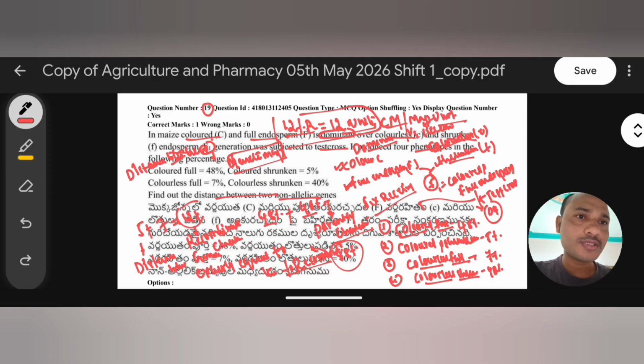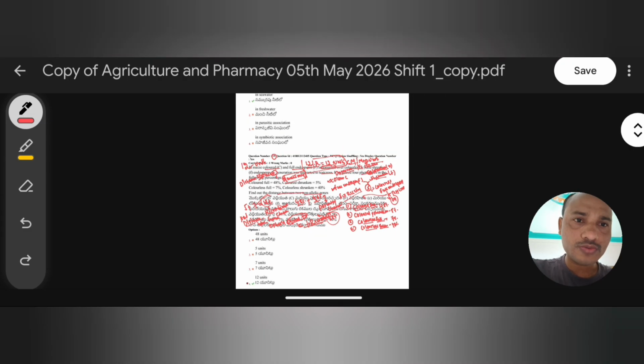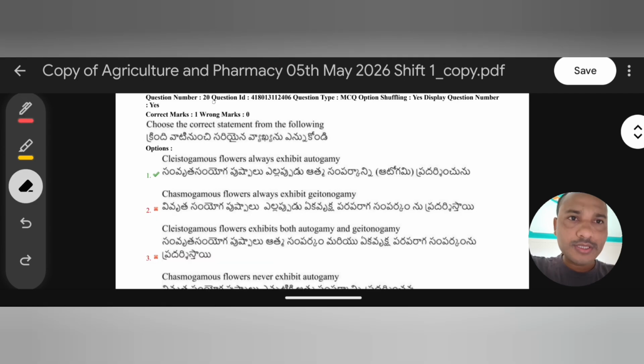Remember this important point: the distance between genes is always exactly equal to the percentage of recombinants. How much recombinants do we have? 12%. So 12% recombinants is exactly equal to the distance between genes. So 12% means 12 units is the distance between the two genes. The right answer for this question is the fourth one, 12 units. Okay, clear now?